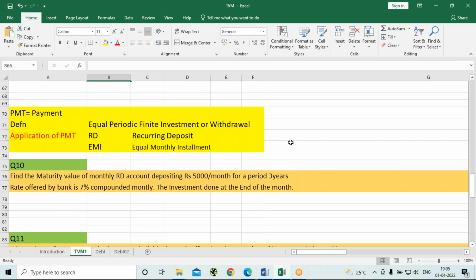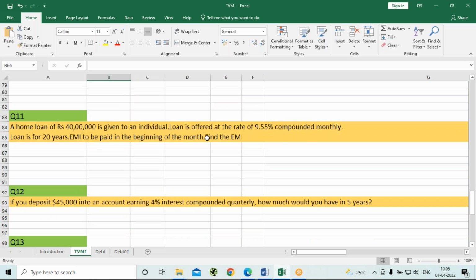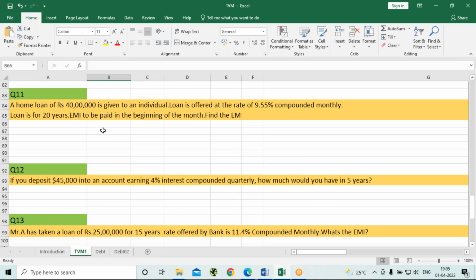So how do we calculate this? Let's take this example: a home loan of rupees 40 lakh is given to an individual and the loan is offered at the rate of 9.55% where it is compounded monthly. The loan is for 20 years, EMI to be paid in the beginning of the month. Find the EMI.